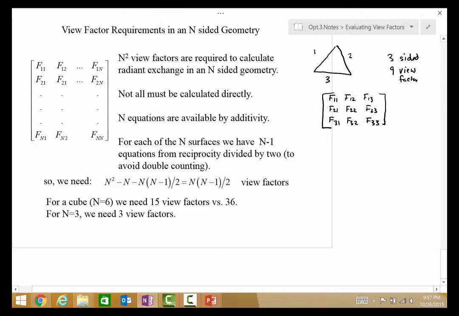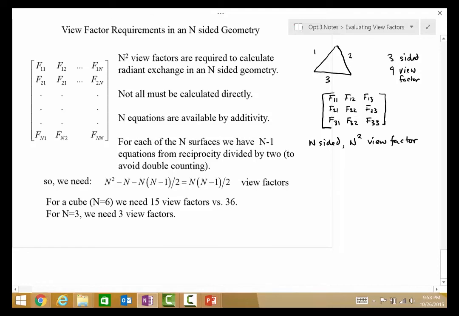And in general, for an n-sided enclosure, we have n squared view factors. So that's a lot of terms. If you think about a cube, if you're inside a cube with 6 surfaces, that means you have 36 view factors. Calculating all these would be a challenge, but we're able to use some view factor algebra to simplify and get a reduced set of view factors that we actually need.